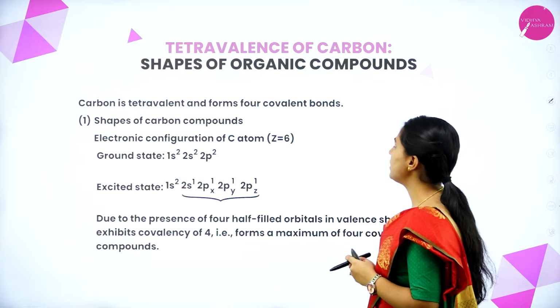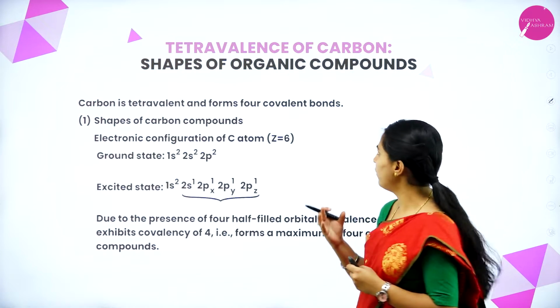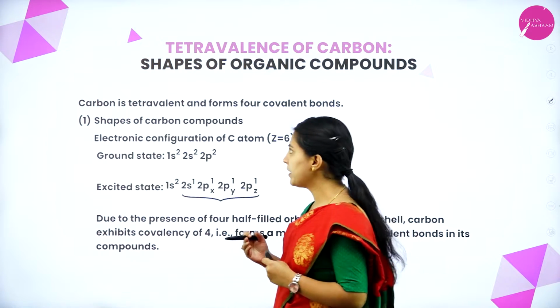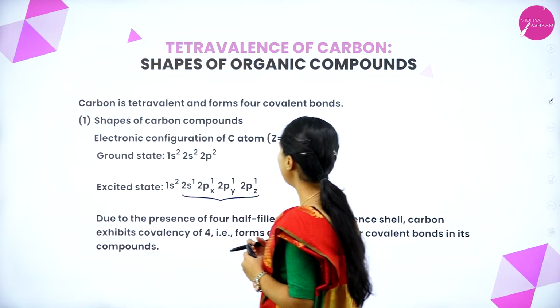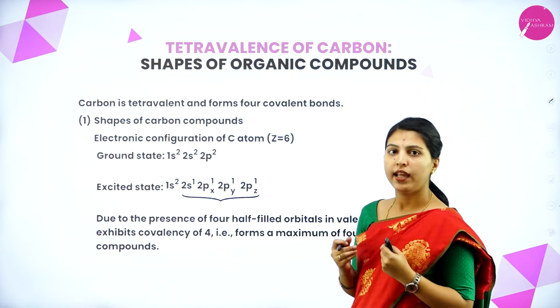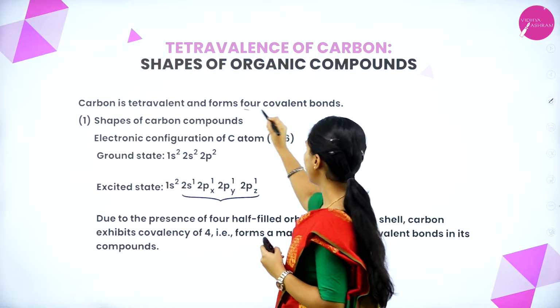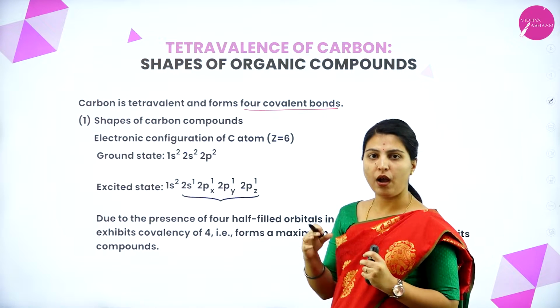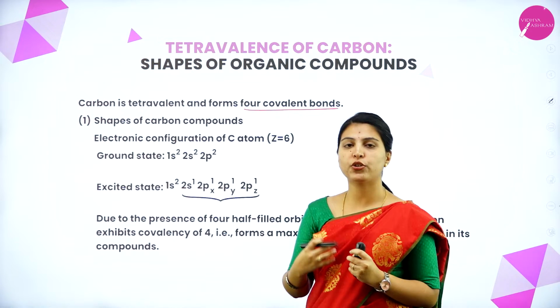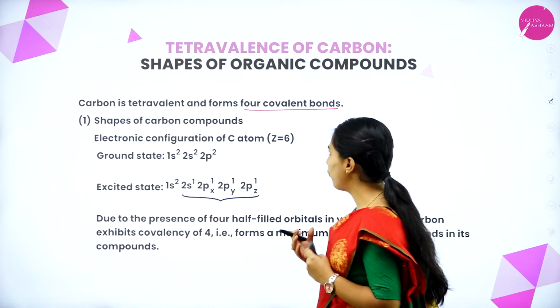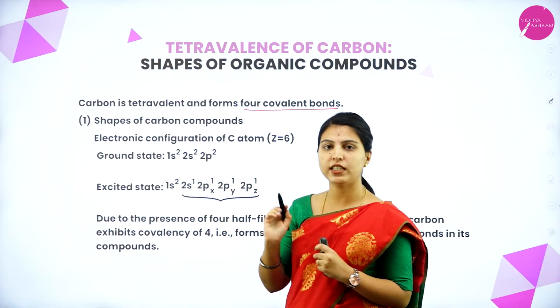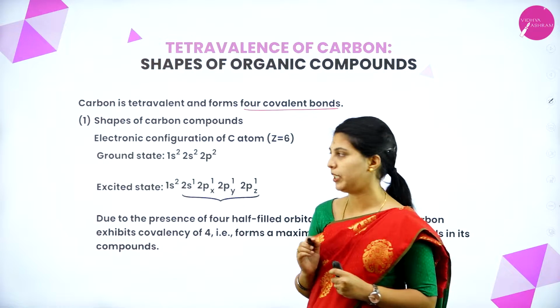Next, tetravalency of carbon and shapes of organic compounds. First, we will see how carbon is tetravalent and forms 4 covalent bonds. Tetra means 4, valency. How will the bonds form? It is based on valency only. Tetra means 4. That's why carbon forms 4 covalent bonds, and that's why it is called a tetravalent element.